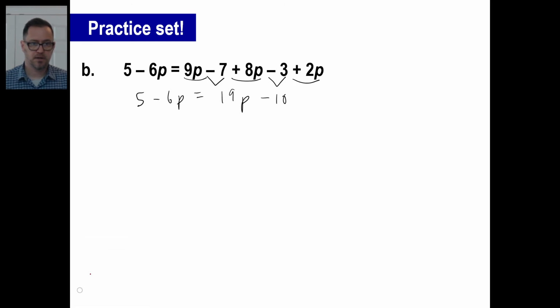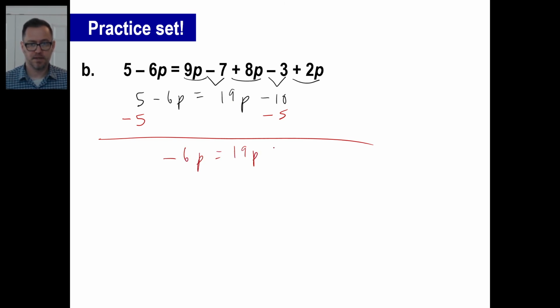All right, let's take a look. I like the variables on the left. So let's go ahead and get rid of the 5 this time. I'm going to get rid of the 5 by subtracting 5. And of course I have to subtract 5 over here as well. So I have on the left negative 6p equals 19p. And then what is that? Negative 10 minus 5 is negative 15.